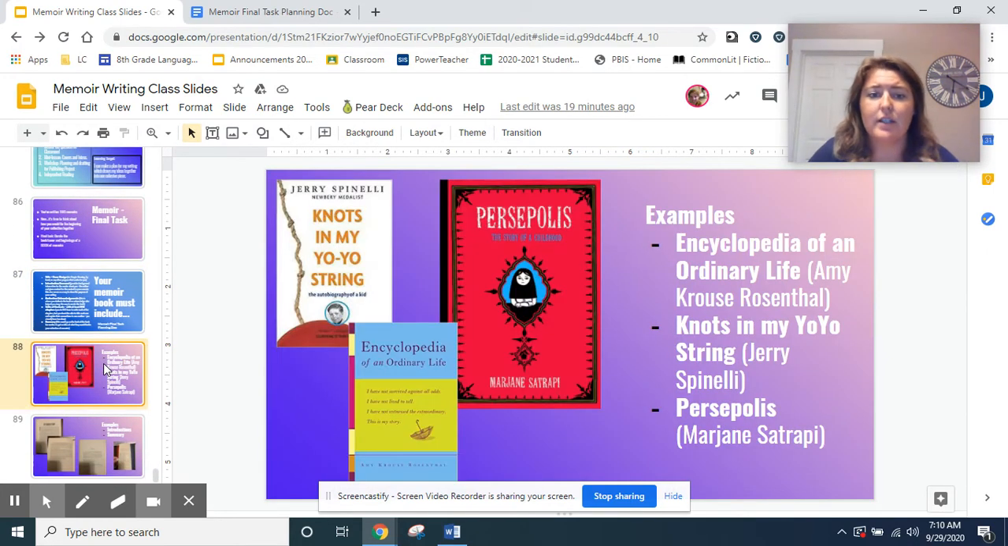So here's just the covers of the 3 examples that we've talked about already. Knots in My Yo-Yo String is by Jerry Spinelli, and he has included a picture of himself as a child. And a yo-yo, a part of a yo-yo, and then the knots in his yo-yo string, right? If you are someone who has ever used a yo-yo, a knot in your yo-yo string is devastating because it makes it so you can no longer utilize it, right? So to me, the title of his novel is about all the slip-ups or all the different obstacles in his life as he was growing up, right? So all the little knots that he had to overcome.